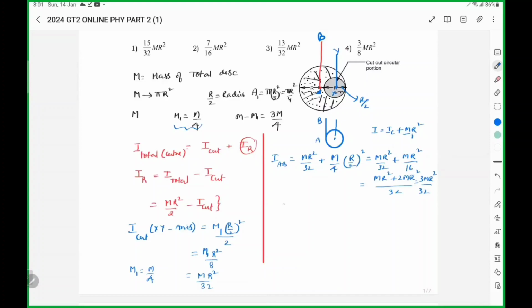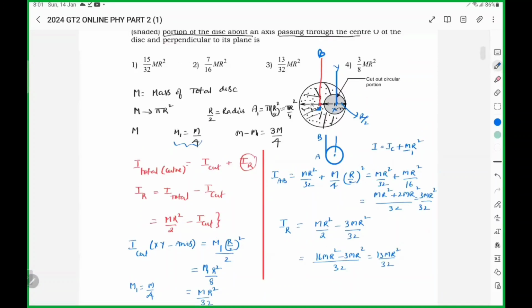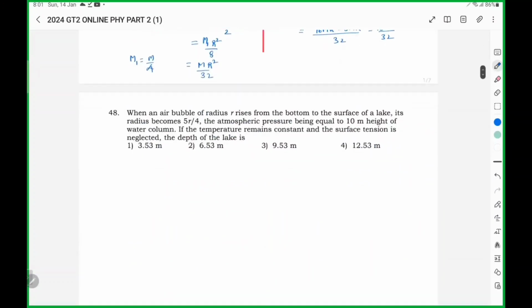Now the moment of inertia of the total disk is this, and the removed part's moment of inertia is this. So 16 M r square by 32 minus 3 M r square by 32 gives 13 M r square by 32. Third option.